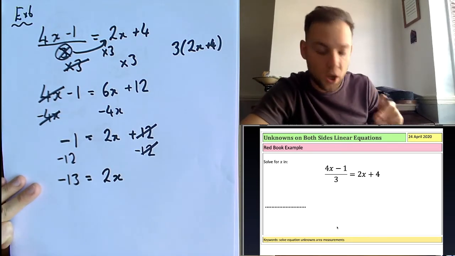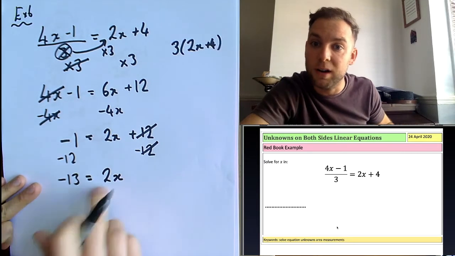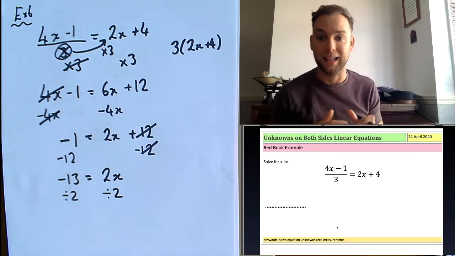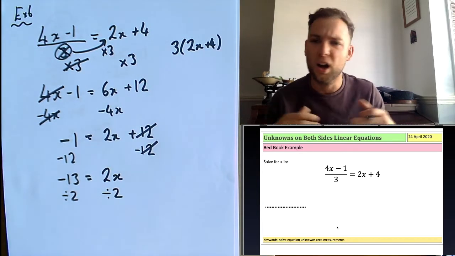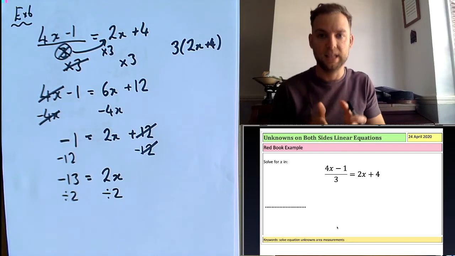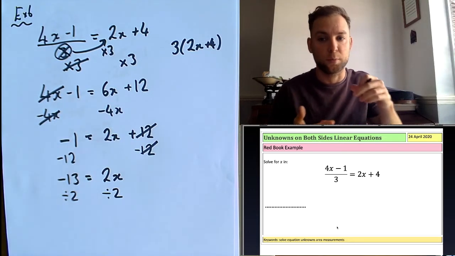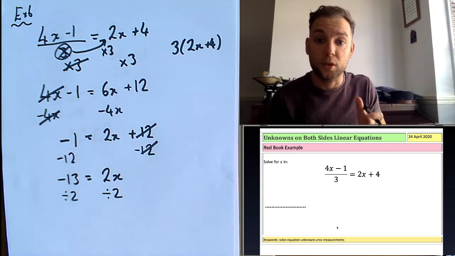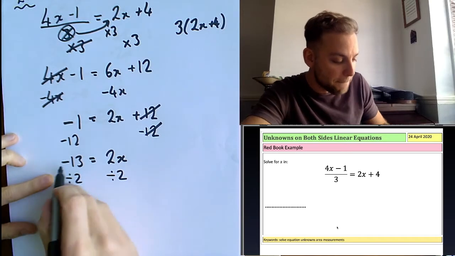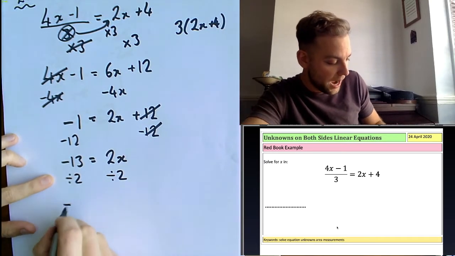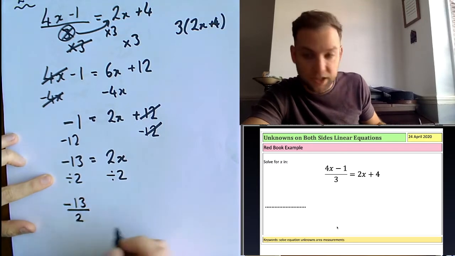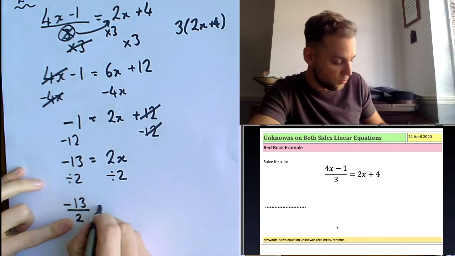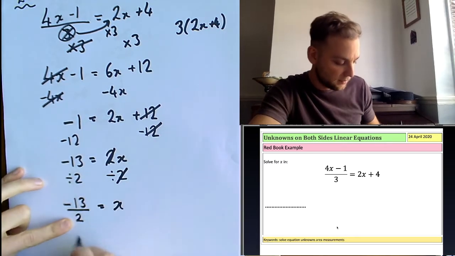I still haven't finished because actually I need x on its own. So I need to get rid of this 2 by dividing by 2 and dividing by 2. Now people might panic here because they might think 13 divided by 2, I can't do that. Yes, you can. Okay. This comes up on the non-calculator. It comes up on the calculator. If you're using a calculator, you could just type it in. Chances are it will come up on the non-calculator, in which case I do minus 13 divided by 2 and I write it like a fraction. So minus 13 divided by 2 is minus 13 over 2, which is equal to x.